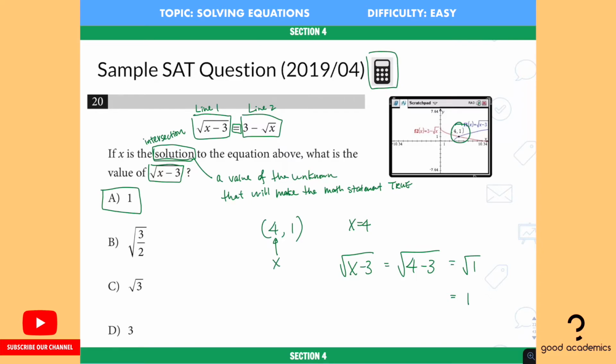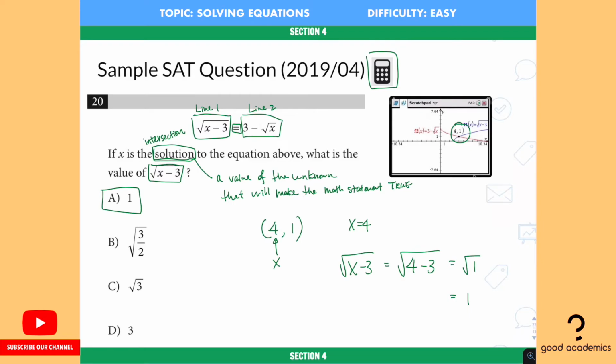What is the most difficult part in this question is, are you aware of the meaning of the word solution? Because if you don't know what the word solution means, you may have a hard time realizing that you can use your graphing calculator to graph the two lines and just find out where they intersect. So I think it's very important that you master the definition of the word solution, which I wrote here. It is a value of the unknown that will make the mathematical statement true.